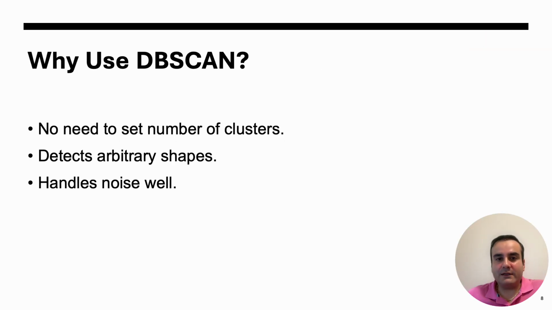DBSCAN has several advantages. You don't need to specify how many clusters you want. It finds them automatically. It can detect arbitrarily shaped clusters, unlike k-means which prefers circular clusters, and it is also robust to outliers. Noise points are automatically labeled and ignored by the clustering. This makes DBSCAN ideal for real-world datasets where shapes are complex and data may be messy or incomplete.